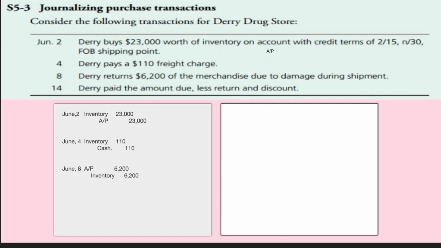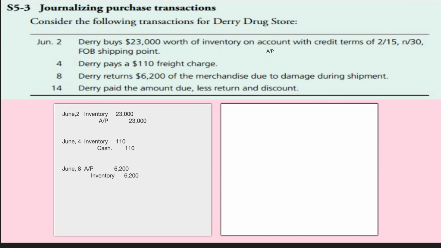Okay. Now, on June 14, Derry paid the amount due less return and discount. So he paid, meaning cash will go down because it's an asset, it will decrease in the credit side. Okay, so this is the first account. I paid for what? I paid for the liability.